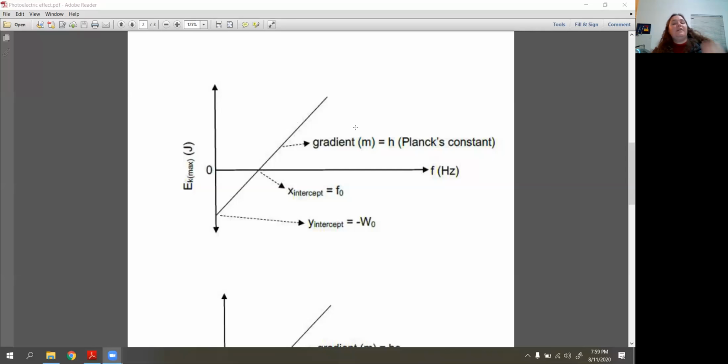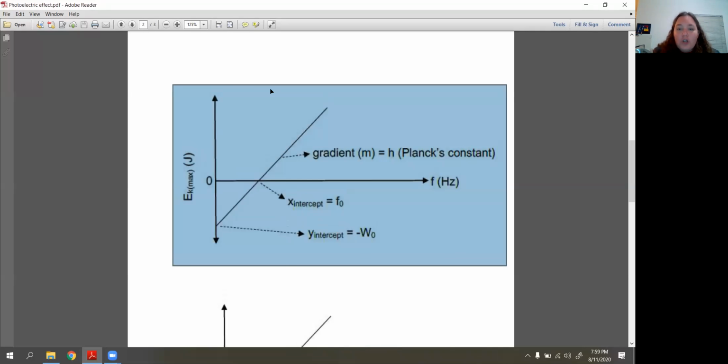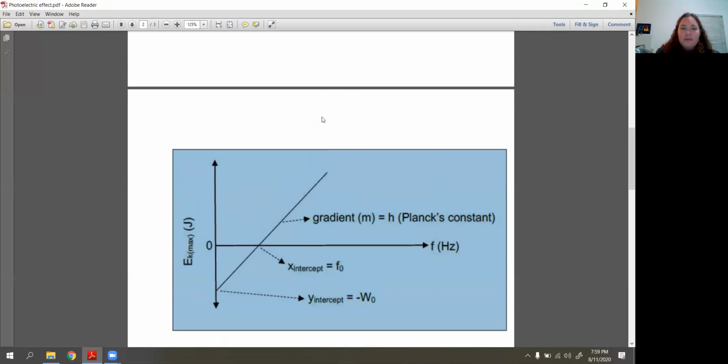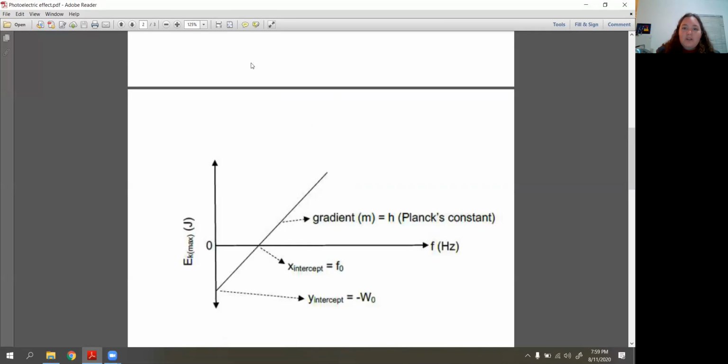So let's have a look. These are the different graphs. And I actually want to show you how we get to all of the conclusions that have been raised here about what the gradient means, the y-intercept, etc. So I'm going to start off, as I always do, with E is equal to W naught plus EK max.